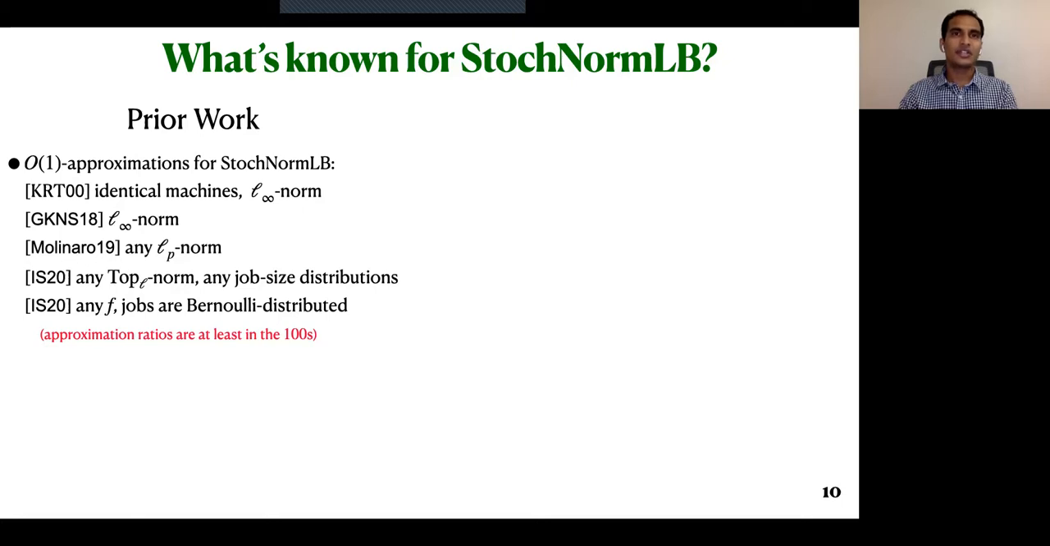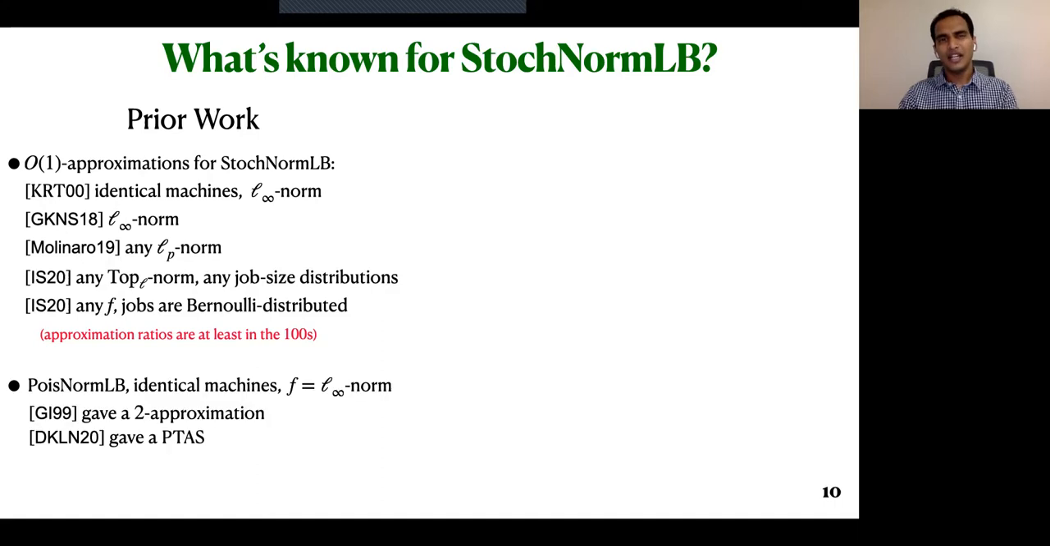In all these works, the constants are quite large, often in the hundreds of thousands. Goel and Indyk considered a further specialization of the problem when jobs are Poisson random variables. Their intention was to give simple approximation algorithms with good approximation guarantees. They gave a 2-approximation for stochastic makespan minimization on identical machines with Poisson jobs. In the previous iteration of ICALP, Deb, Khanna, Lee, and Nikpey gave a PTAS for this special case.